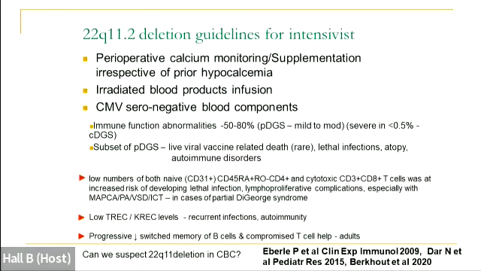So whenever we have a child who is undergoing surgery with DiGeorge phenotype, there are certain guidelines for the intensivist: perioperative calcium monitoring and supplementation, use of irradiated blood products and CMV seronegative blood components because of underlying immune functional abnormalities, which can be partial or severe. In these severe cases, live viral vaccination is contraindicated because of lethal infections. And sometimes these partial DiGeorge syndromes can behave like severe because of certain underlying immune phenotype.